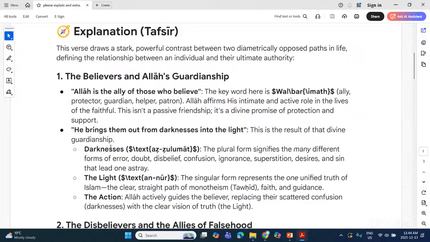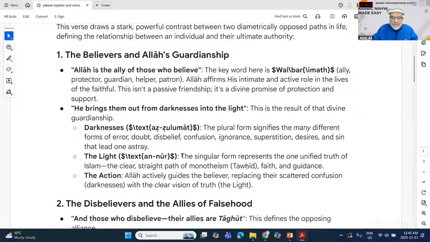Adh-dhulumat, the darknesses, the plural form signifies that many different forms of error, doubt, disbelief, confusion, ignorance, superstitions, desires, and sin lead one astray. So darkness is not just one little thing. There are so many meanings behind that. Then what is the light Allah subhanahu wa ta'ala is bringing us into? The singular form represents the one unified truth. So the darkness is many, but the light is one, singular.